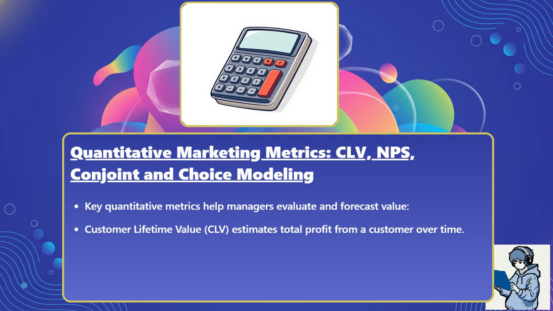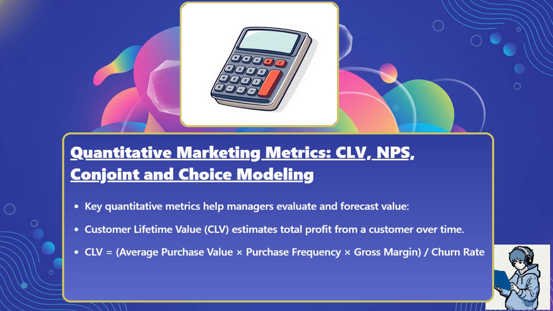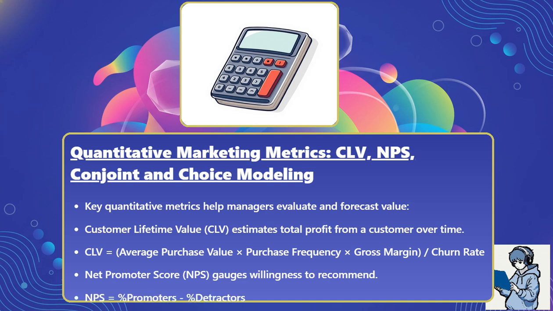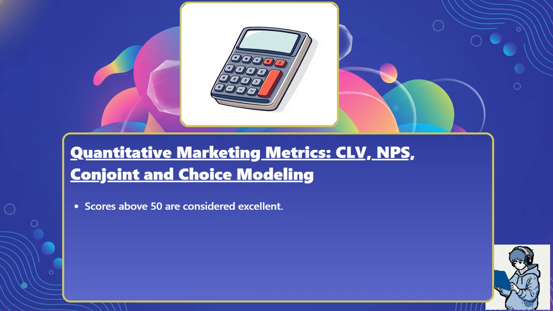Customer lifetime value, abbreviated CLV, estimates total profit from a customer over time. CLV equals average purchase value times purchase frequency times gross margin divided by churn rate. Net Promoter Score (NPS) gauges willingness to recommend. NPS equals % promoters minus % detractors. Scores above 50 are considered excellent.